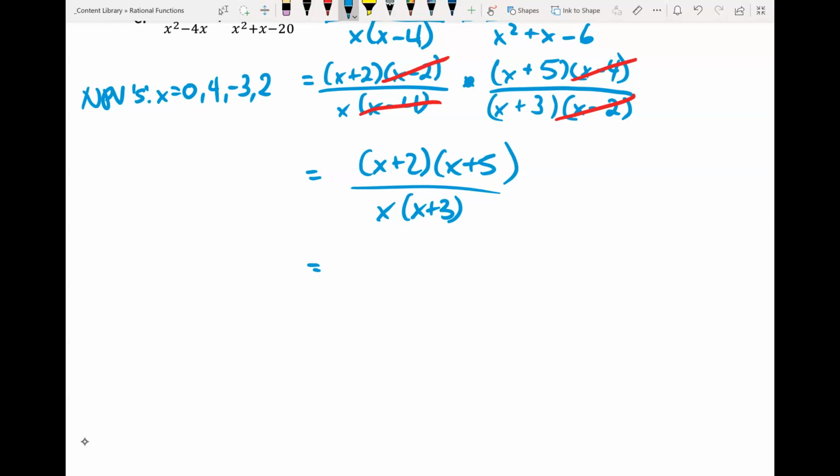And I'm just going to expand, and then that would be it. So expanding x times x, we got x squared. Then our middle term is 5x plus 2x, which is 7x. And then 2 times 5 is 10. Denominator, x times x is x squared, x times 3 is 3x, and that would be our final rational.